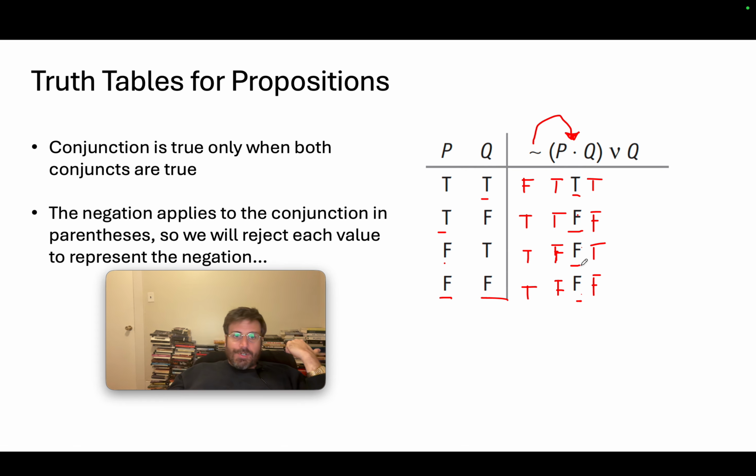Okay? We're getting closer to discovering what the values are for wedge. So let's consider wedge in relationship to Q, which is our second disjunct. Remember, this is our main operator, or our goal, and Q is our second disjunct.